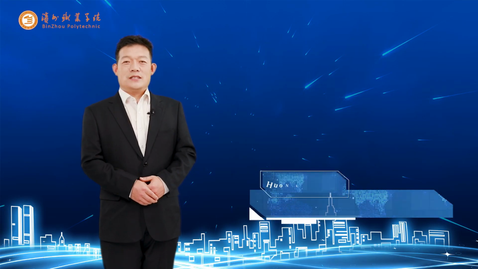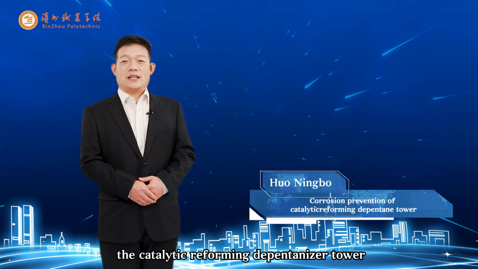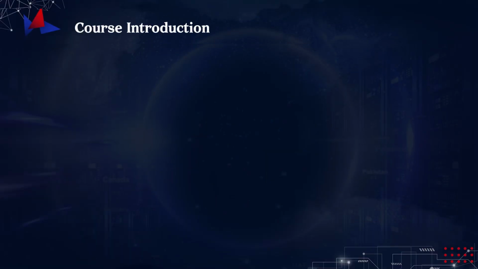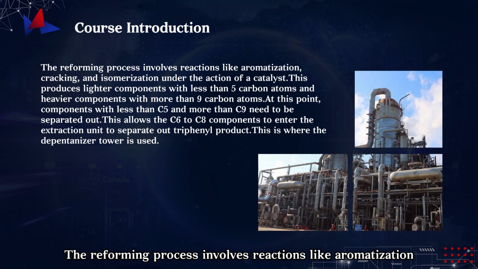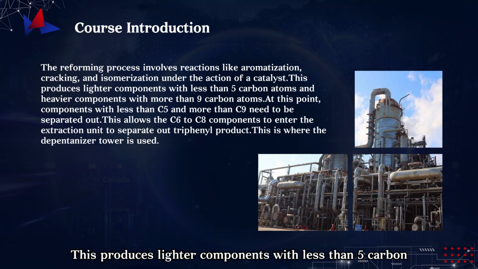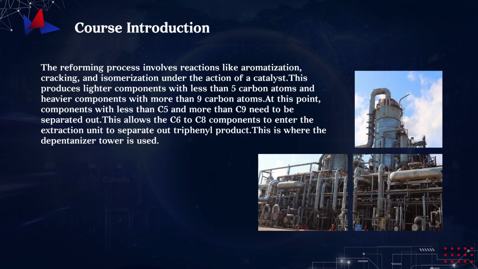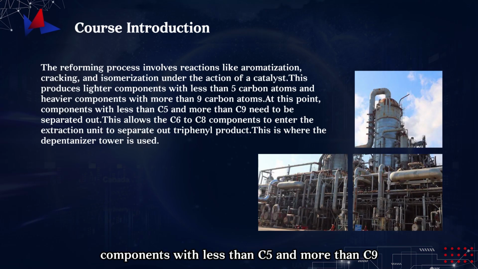Hello everyone. Today we will study the corrosion prevention of the catalytic reforming depentanizer tower. The reforming process involves reactions like aromatization, cracking, and isomerization under the action of a catalyst. This produces lighter components with less than 5 carbon atoms and heavier components with more than 9 carbon atoms. At this point, components with less than C5 and more than C9 need to be separated out.